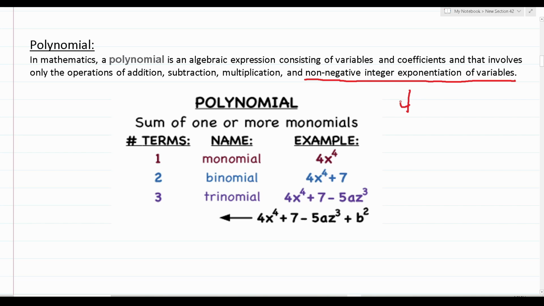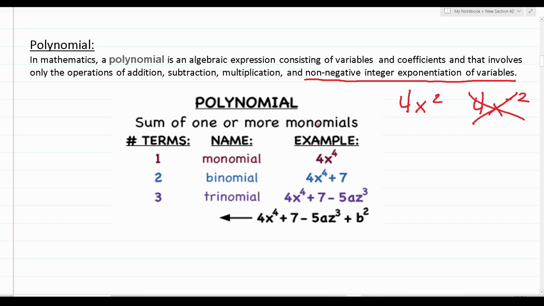So if we have 4x squared, that is a polynomial. If you have 4x to the negative 2, that integer is negative. Therefore, this is not a polynomial. It's something else. Okay, so again, non-negative integer exponentiation, which I like the sound of, just means that the exponent has to be positive. So in all the examples you're going to see today, all the exponents are going to be positive.